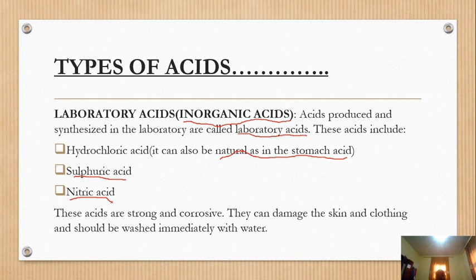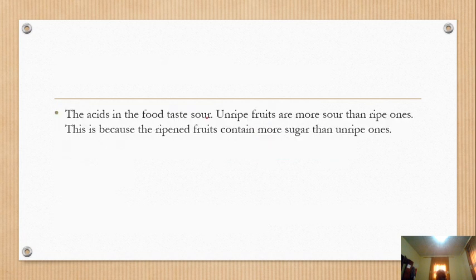If you come in contact with one of these acids, you have to immediately wash it off by using running tap water. So hydrochloric acid, sulfuric acid, nitric acid: these are laboratory produced acids. The acids in food taste sour. Unripe fruits are more sour than ripe ones because they have more acid. This is because ripened fruits contain more sugar than unripe ones.